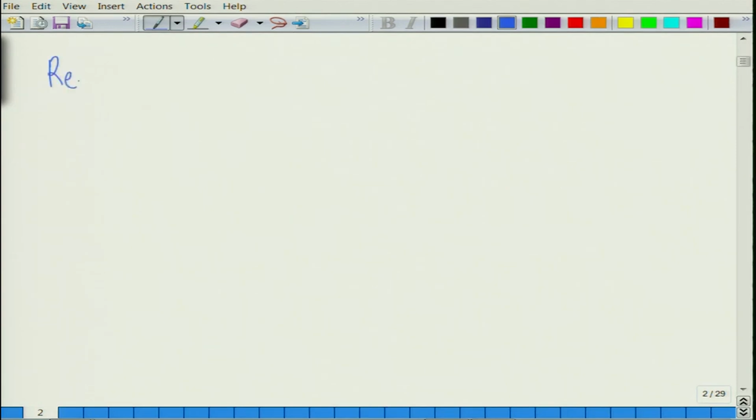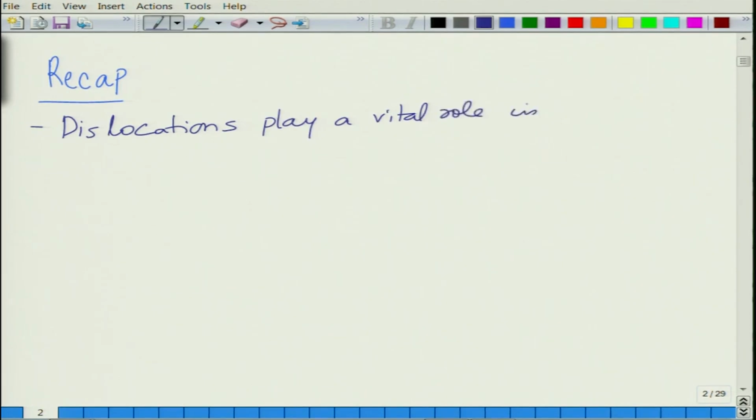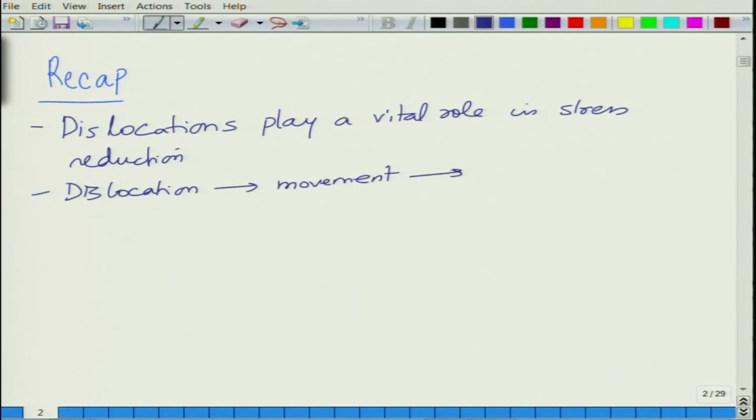In the last lecture, we discussed that dislocations play a vital role in stress reduction. And we saw that dislocations move when stress is applied and they go out of the crystal. So, dislocation movement, and then as they go out of the crystal they create a slip step.